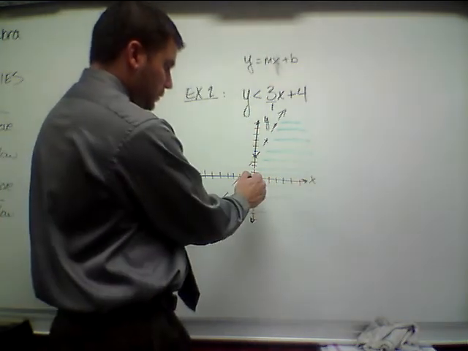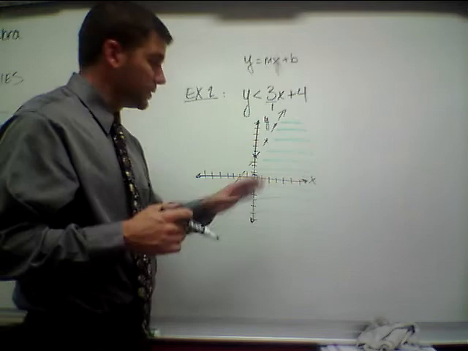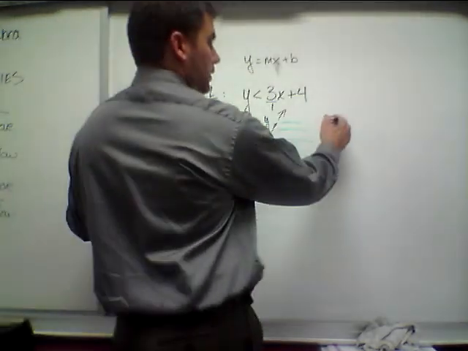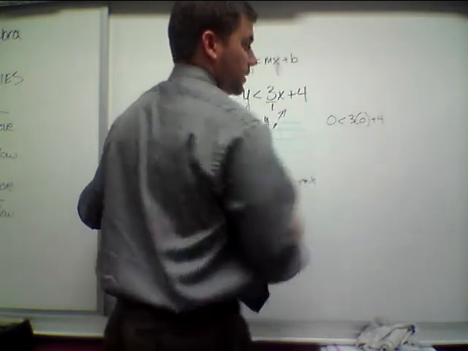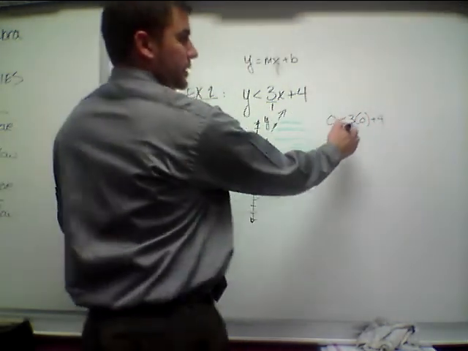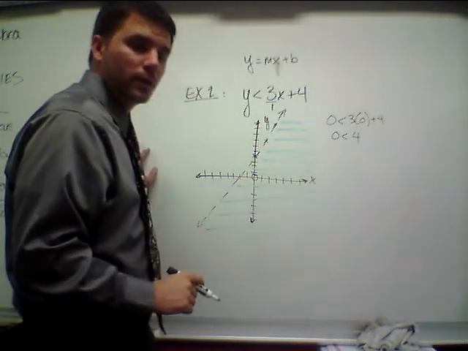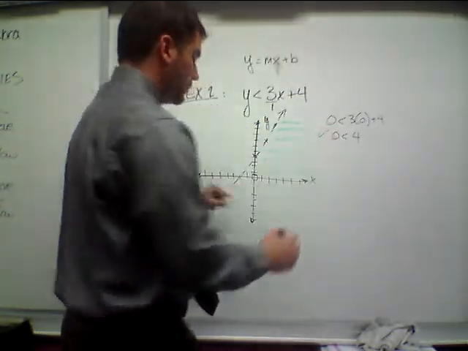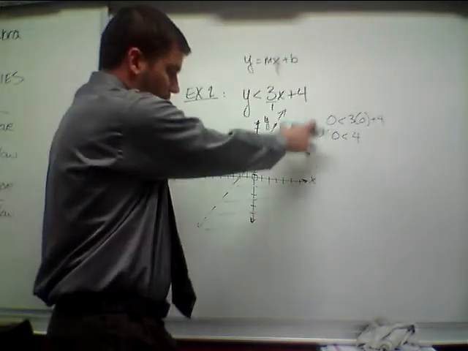So the easiest one to always use is the origin. So we'll take the origin and this is telling me that it should make this inequality true. So 0 is less than 3 times 0 plus 4. Well, 3 times 0 is 0. 0 plus 4 is 4. 0 is less than 4. This is true. That makes sense because I've shaded this entire region. These should all be true.